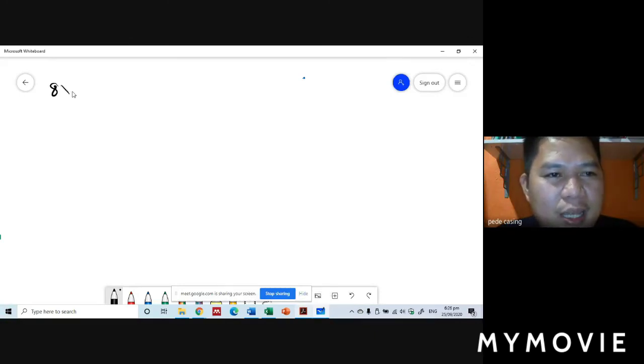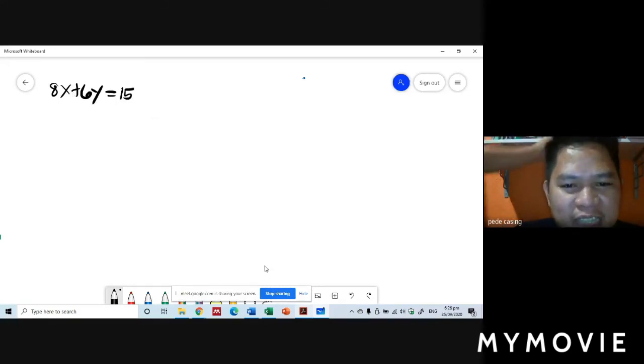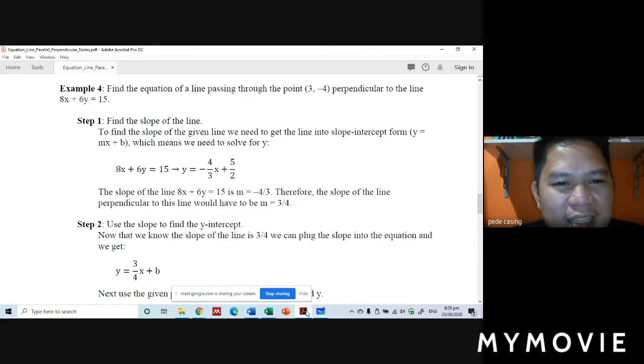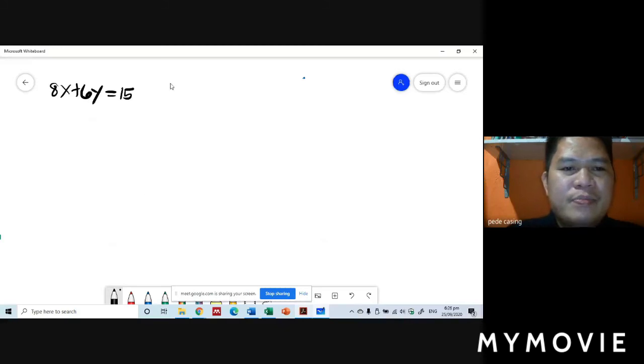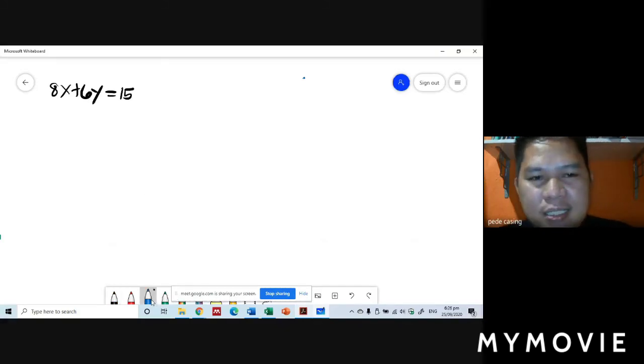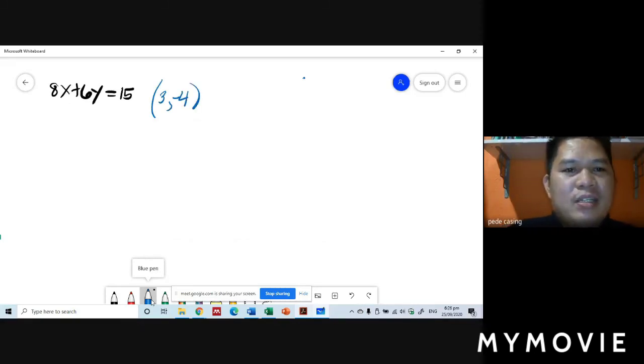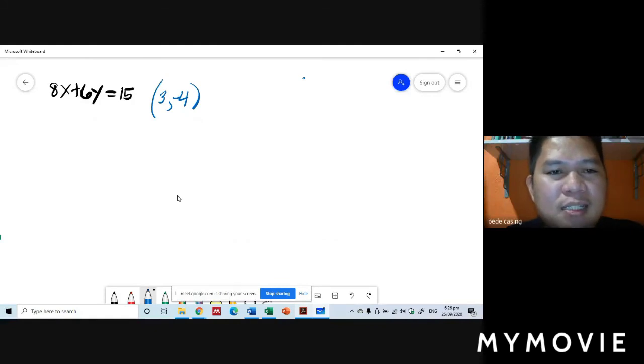Okay, we have 8x + 6y = 15. Check na nato, sakto ba? 8x + 6y = 15. Then we are going to copy the point (3, -4). Okay, our point is (3, -4). So remember, for perpendicular, ang atong pangitaon na equation daw is perpendicular. So ang sa parallel, dapat ang slope nato equal lang, muna to atong i-substitute diretso. But for perpendicular, we have to take the reciprocal or the negative reciprocal of the given slope.